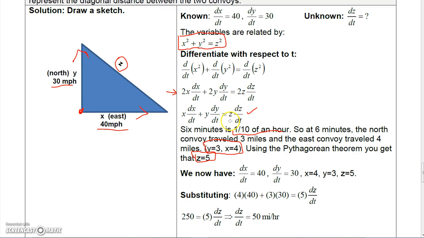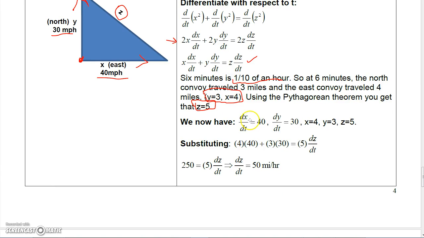And so now we know x, y, and z, and so now we can plug in x here, we can plug in y here, we can plug in z here, and now we're trying to figure out the rate the distance between the convoys is changing, dz over dt. So we have 4 times 40 is 160, plus 90 would be 250, and so you have 250 equals 5 dz dt, and then divide by 5, and you get that the rate that z is changing with respect to time is 50 miles per hour.